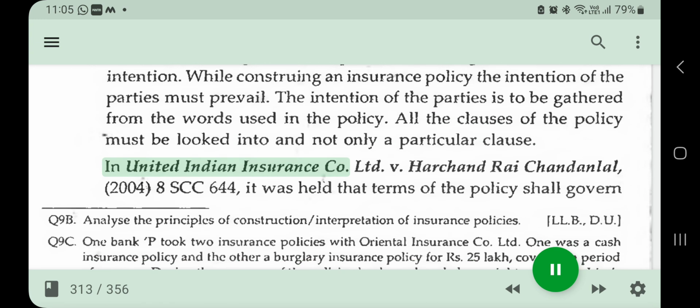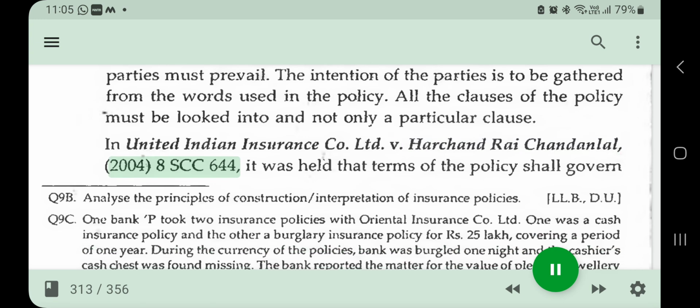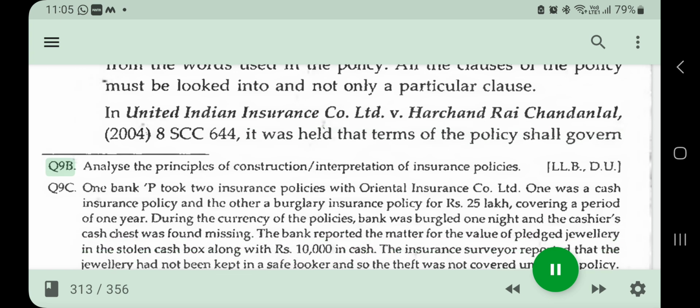In United Indian Insurance Company Limited v. Harchand Rai Chandanlal, 2004-8 SCC 644, it was held that the terms of the policy shall govern. Q9b. Analyze the principles of construction, interpretation of insurance policies.